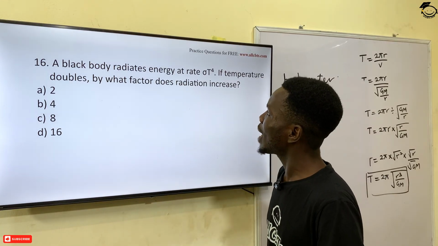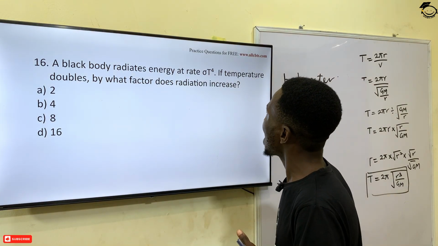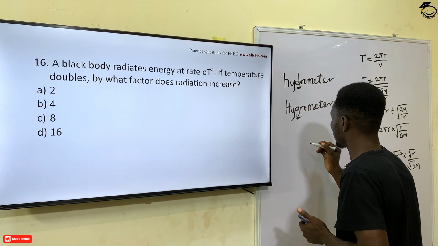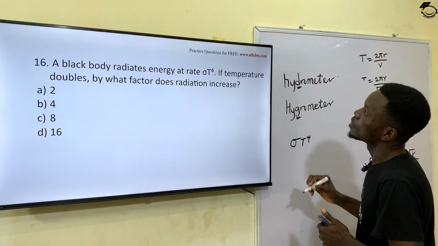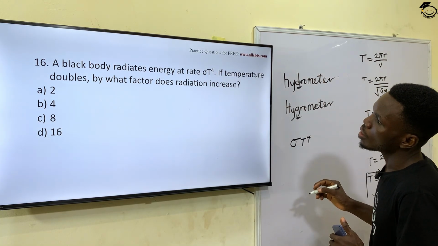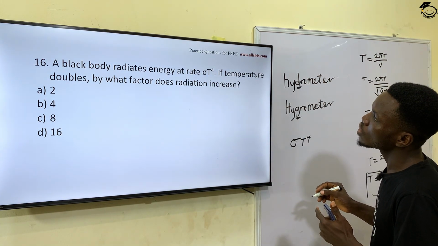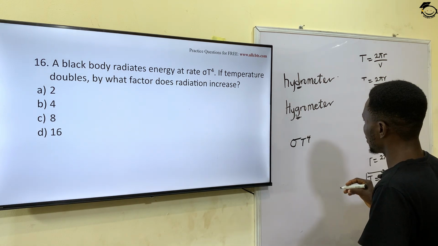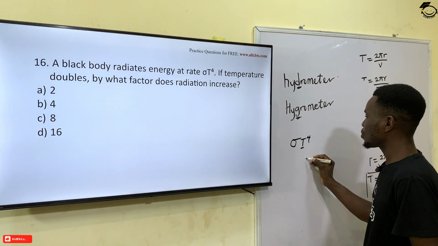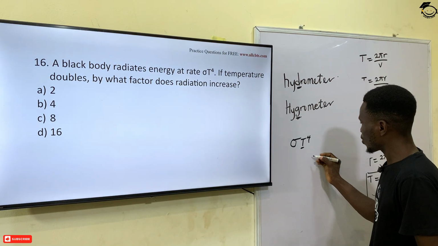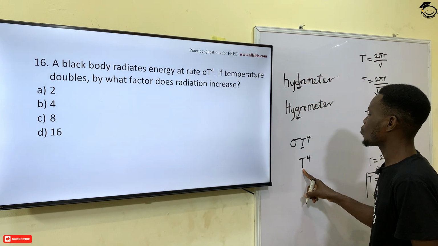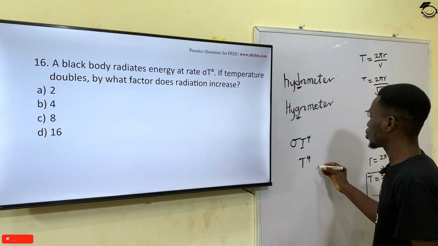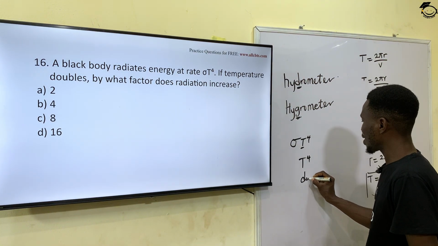So that is the question number 16. It says, a black body radiates energy at the rate of, so we're given the rates here. So if the temperature doubles, by what factor does radiation increase? So here, remember that the temperature was what? Raised to power 4. So if my temperature is raised to power 4 and temperature is T, now then I say that the temperature doubles.